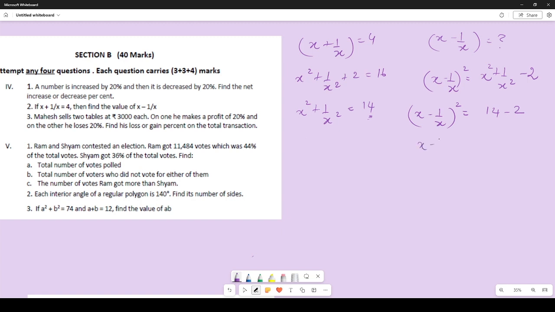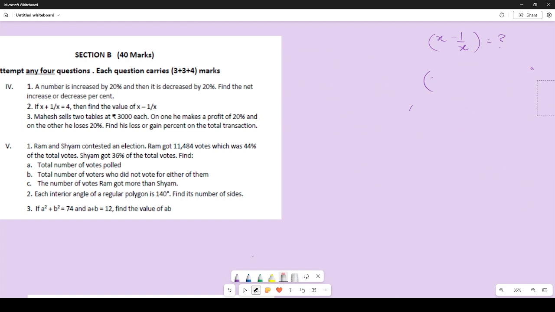That gives us (x minus 1 by x) whole square as 12. So the value of x minus 1 by x would be square root of 12. Simple as that. Okay. Now let us move on to the next question, and I have been telling you repeatedly that this type of question is asked almost every time in competitive exams.